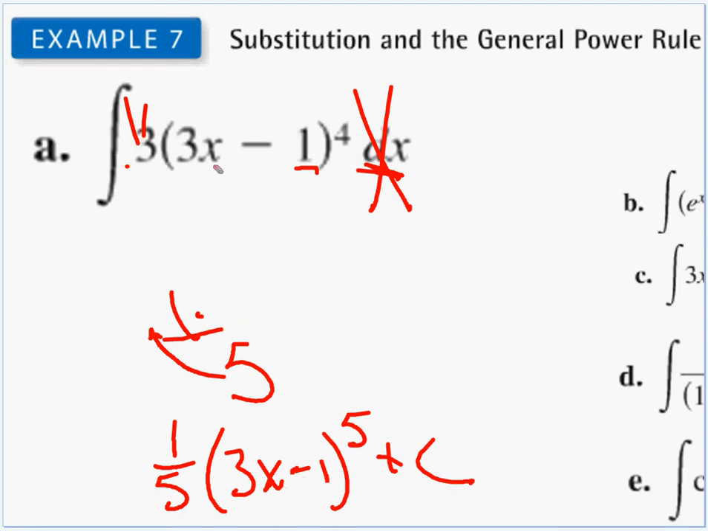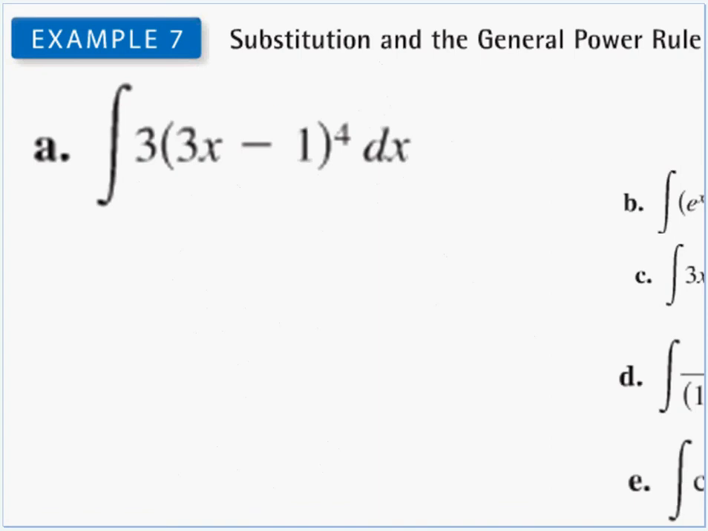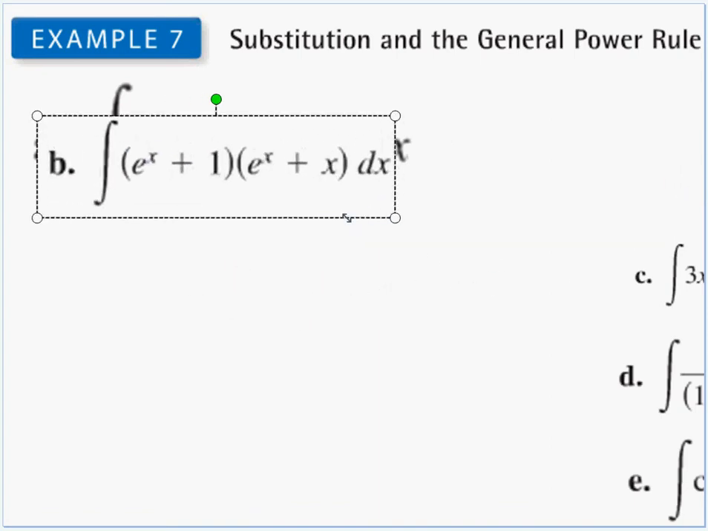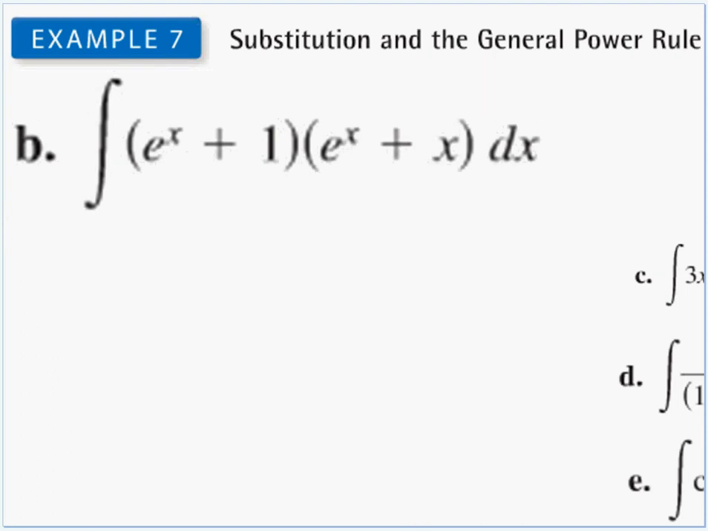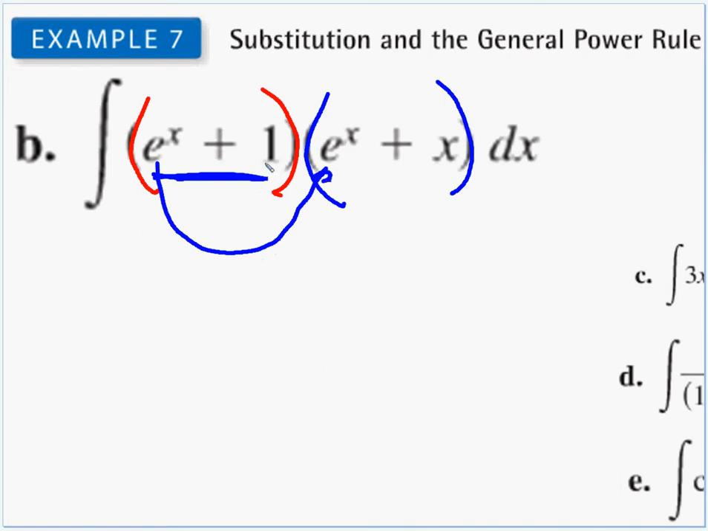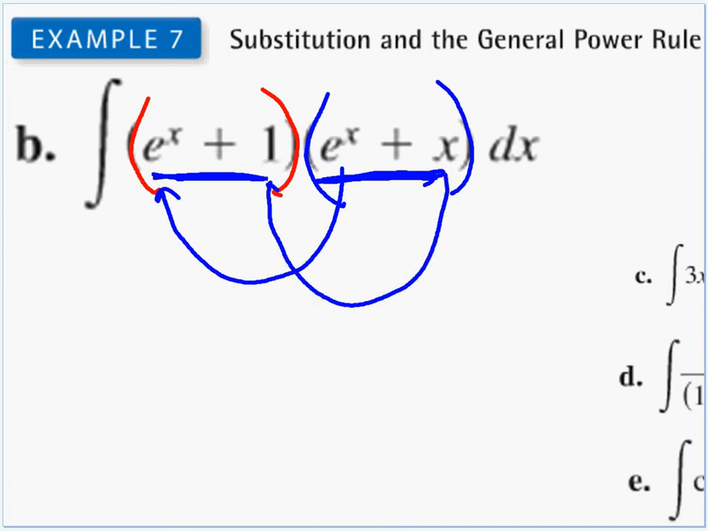Letter B. Now look at this one. We got some quantities in parentheses. One of the sets of parentheses is going to be our inner function. The other one will be the inner function's derivative. So let's assume maybe this is the inner function. What do I get if I derive this? e to the x derives to e to the x, but 1 would derive away to nothing. So maybe I got it backwards. If we go this way, what is the derivative of this? Well, e to the x derives to e to the x. This x derives to a 1. So we've figured out that we do have an inner function and that inner function's derivative.